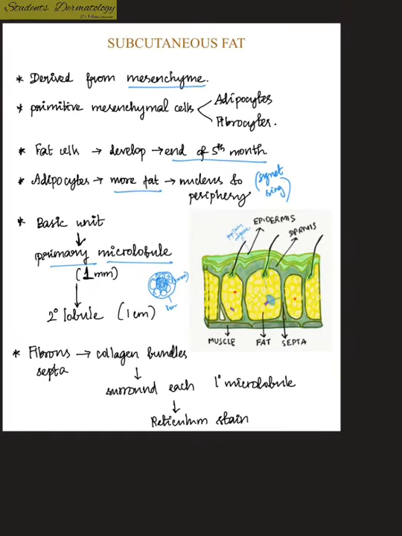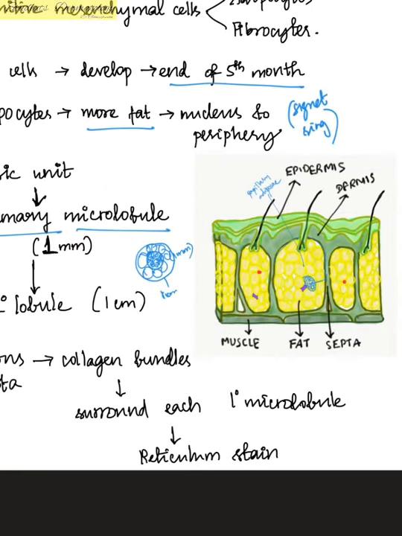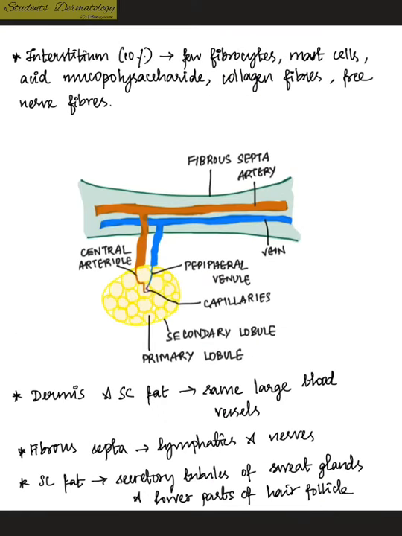As I said, from the fibrous septa we have collagen bundles running and they surround each primary microlobule. It is not seen through routine staining and hence you need a reticulin stain to visualize it. The interstitium in subcutaneous fat accounts for about 10%, whereas in normal tissue the interstitium is about 20%. It contains few fibrocytes, mast cells, mucopolysaccharides, collagen fibers, and free nerve fibers.